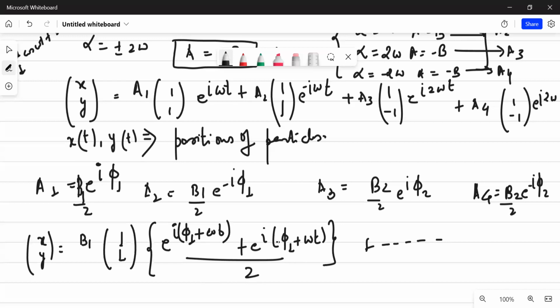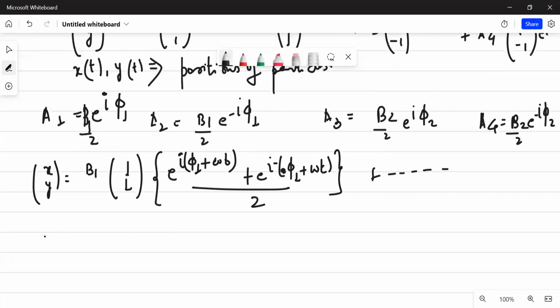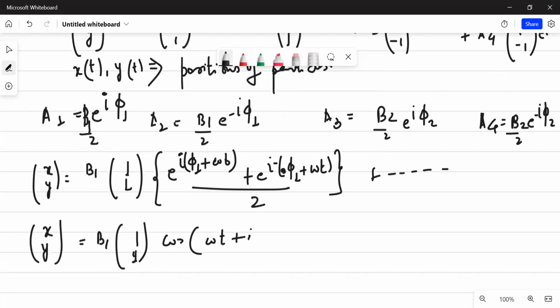कहाँ गए सारे? हाँ भैया. ठीक है, थोड़ा ध्यान से देखो. अगर यहाँ पर a2 की जगह तुम b1 by 2 e की पावर माइनस आयोटा phi 1 लिखोगे, सो ओवरऑल ये टर्म अपने आप नहीं बन जाएगा कॉस के अंदर. सो व्हाट विल गेट, effectively I'll get x and y as some b1 1 comma 1, and then you can write it as cos of omega t plus phi 1.